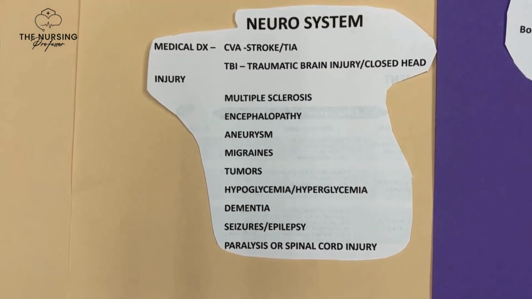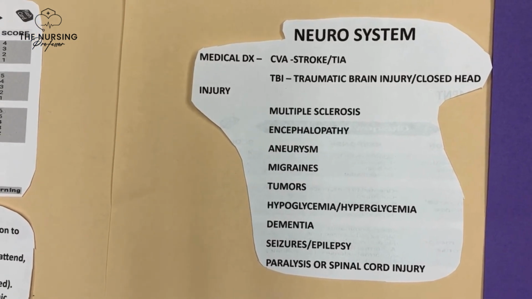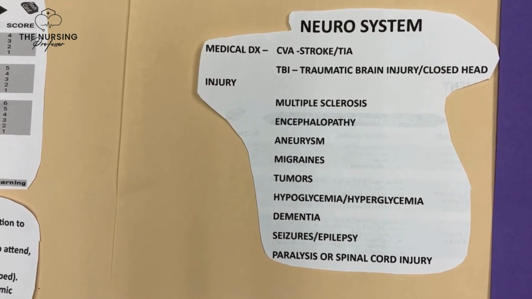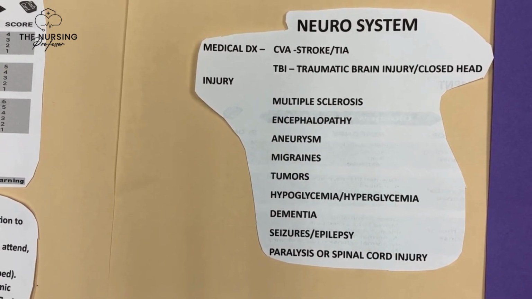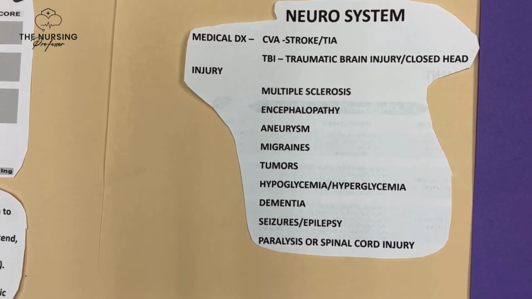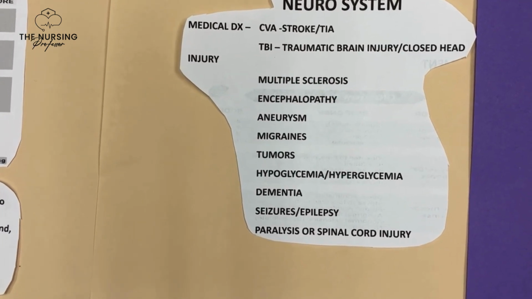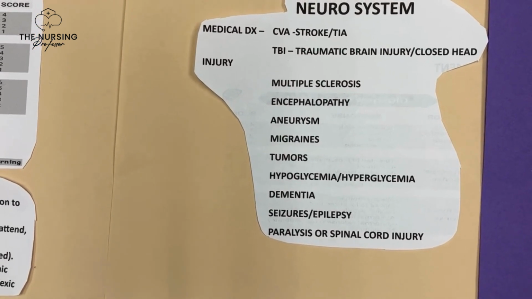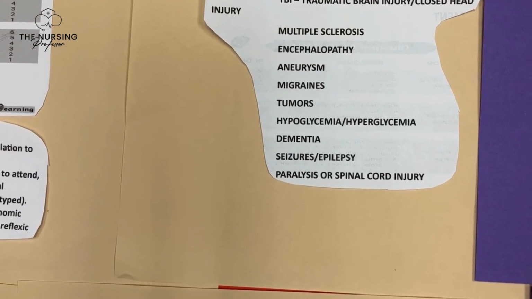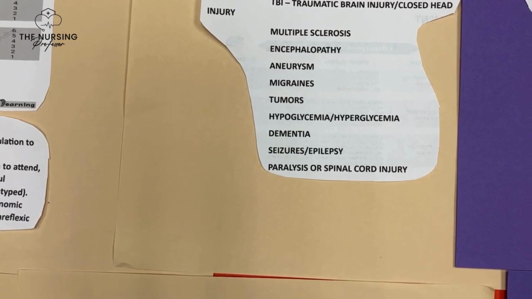A medical diagnosis for a person with a neuro system problem can include those that have a CVA, which includes stroke and TIA. Note the difference: TIAs are mini strokes. They're strokes that usually resolve themselves, but they can be a signal that a major stroke is on the horizon. A TBI is a traumatic brain injury or closed head injury, usually from some sort of accident. MS or multiple sclerosis, encephalopathy, aneurysm, migraines, tumors, hypo and hyperglycemia.